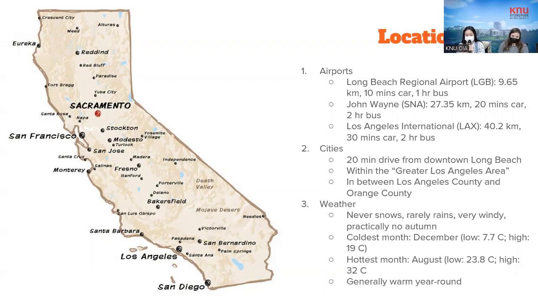So if you're coming from another state, even though it's a little bit farther from the school, I recommend that you just fly in through LAX anyways, because it'll probably be cheaper than trying to fly in through Long Beach Regional, just because they don't process as many international flights. And as I mentioned a little bit ago, it's about a 20-minute drive away from the downtown area, which has the beach.